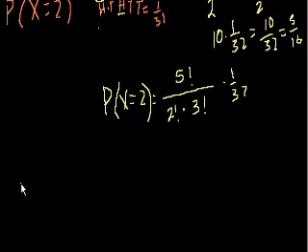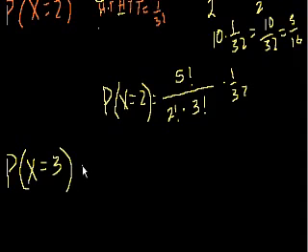Now what's the probability that we have exactly 3 heads? The probability that x is equal to 3. So by the same logic, the first head spot can be taken by one of the 5 flips. Then the second head spot could be taken by one of the 4 remaining flips. And then the third head spot could be taken by one of the 3 remaining flips.